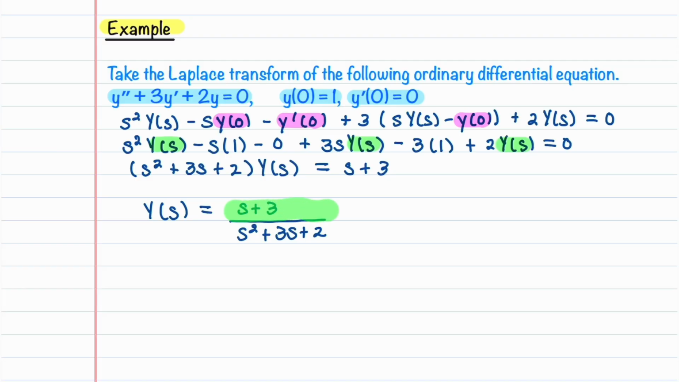This algebraic expression is the Laplace transform of our differential equation. The next step is to use what's called an inverse Laplace transform to find little y of t, which is the solution to the differential equation. In the next video in this series, we're going to learn exactly how to do that.